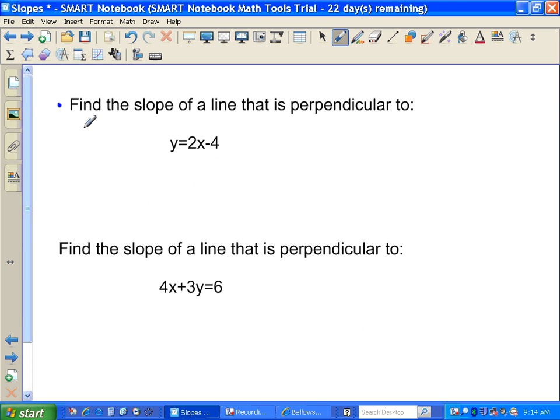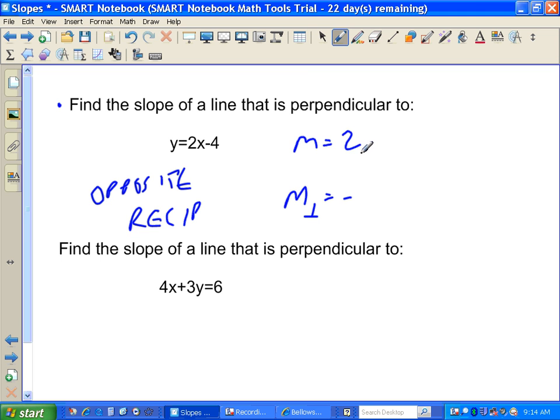So we want to find the slope of a line that is perpendicular to this line, y equals 2x minus 4. So the first thing we need to know is, what's the slope of this one? Pretty obvious, slope is 2. So the perpendicular line, its slope is going to be the opposite reciprocal. So the opposite, we're going to have a negative sign. Reciprocal means we have to flip it over. So this is 2, we're going to make it 2 over 1. We flip 2 over 1 over, we get 1/2.